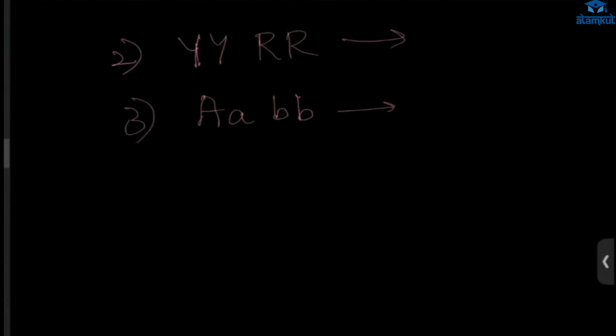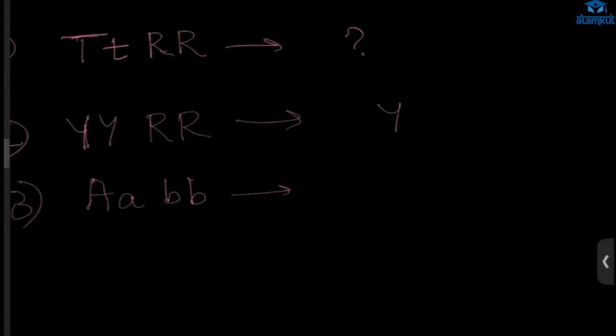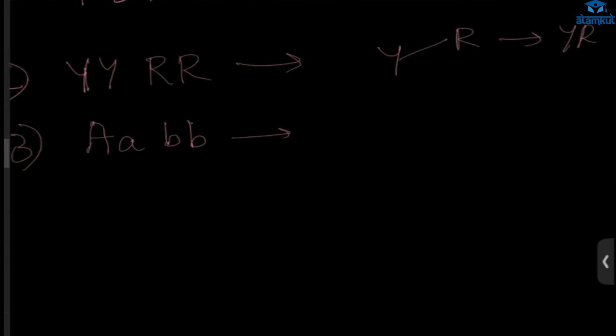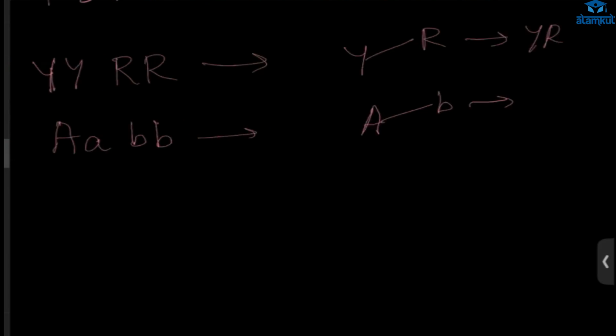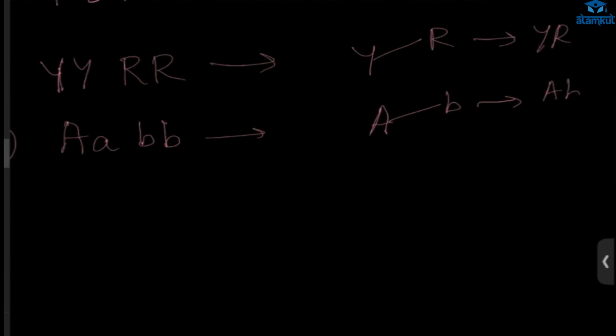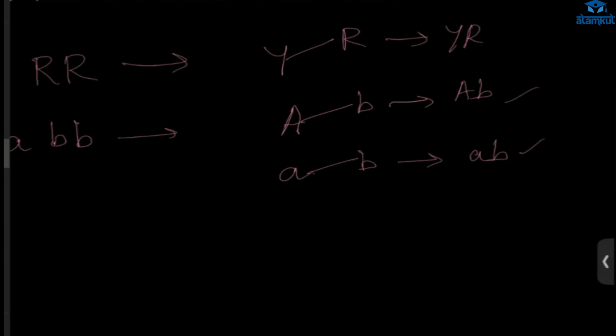Then next one, let's see. Why double time? This one, how will you do? See, in that form it will be only R. So it will be YR here. Here it is A, only B. There is nothing else. Capital B is not there. So capital A, small b. Next you take A. Then there is only B. So there will be small a, small b. Like this you have to do. Got it, Shazan? Yes, ma'am.